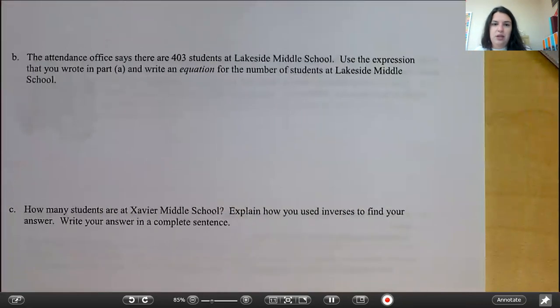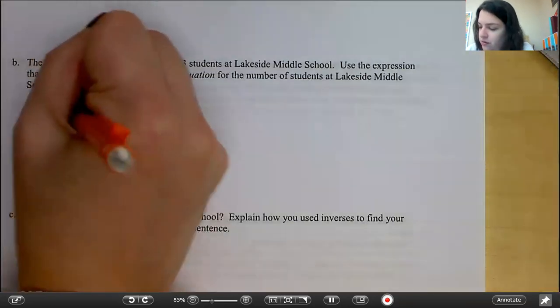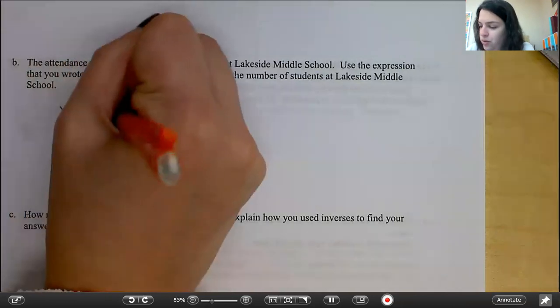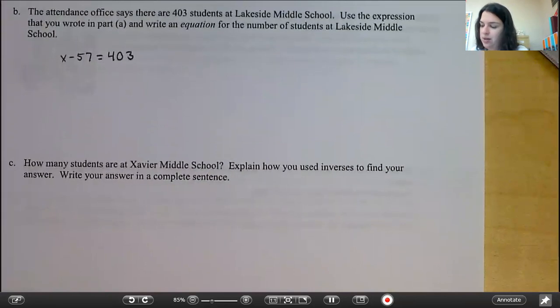Moving on to B. It says the attendance office says there are 403 students at Lakeside Middle School. Use the expression that you wrote in part A and write an equation for the number of students at Lakeside Middle School. So go ahead and try and write your equation. Okay, if you're back with me, you wrote your equation. So x minus 57 would equal the total number of students, which is 403. C, how many students are at Xavier Middle School? Explain how you used inverses to find your answer. Write your answer in a complete sentence. So go ahead and try and do part C.